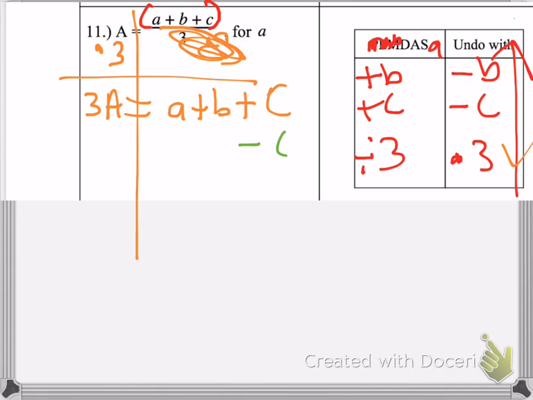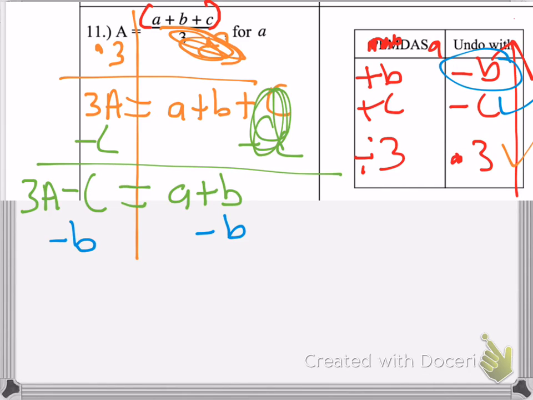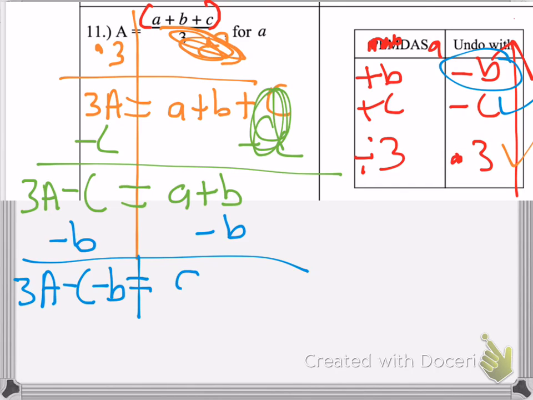So we're going to subtract c from both sides. So 3a minus c, those cannot be combined. We've got a plus b. C minus c is 0. And one more step. Now I need to subtract b from both sides. So 3a minus c minus b equals a, and then b minus b is just 0, that cancels, so then we're good. Done.